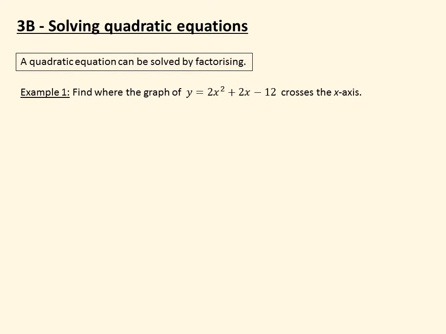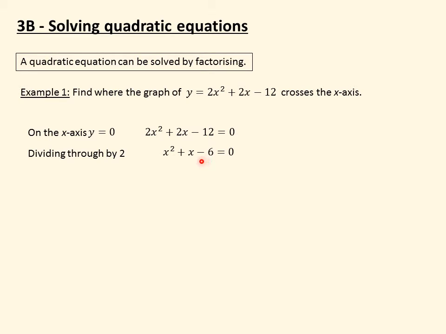So for example 1, we need to find where this graph crosses the x-axis. The x-axis is where y equals 0, so we set the right hand side equal to 0, and we're going to try and solve this equation. The first thing we notice is all the coefficients are even, so we can divide through by 2, which makes factorising a lot easier.